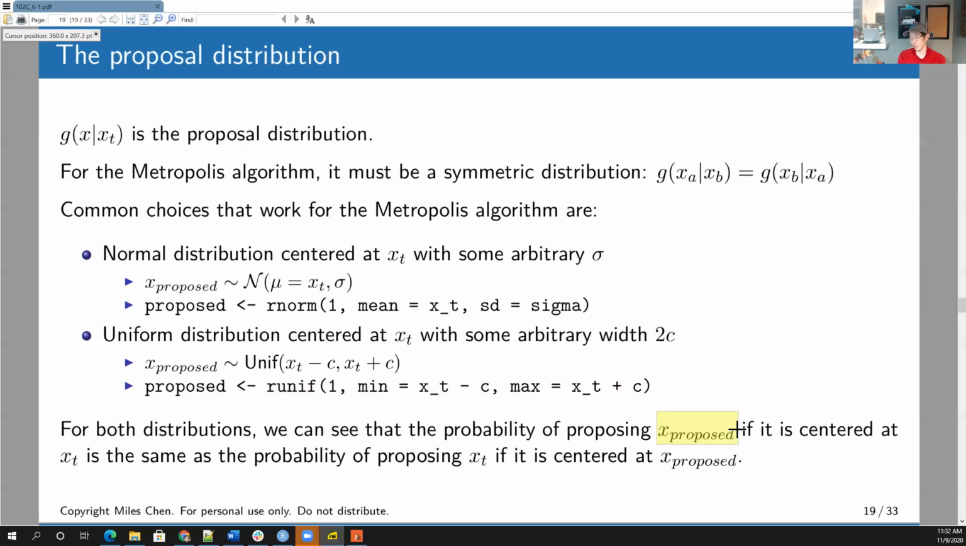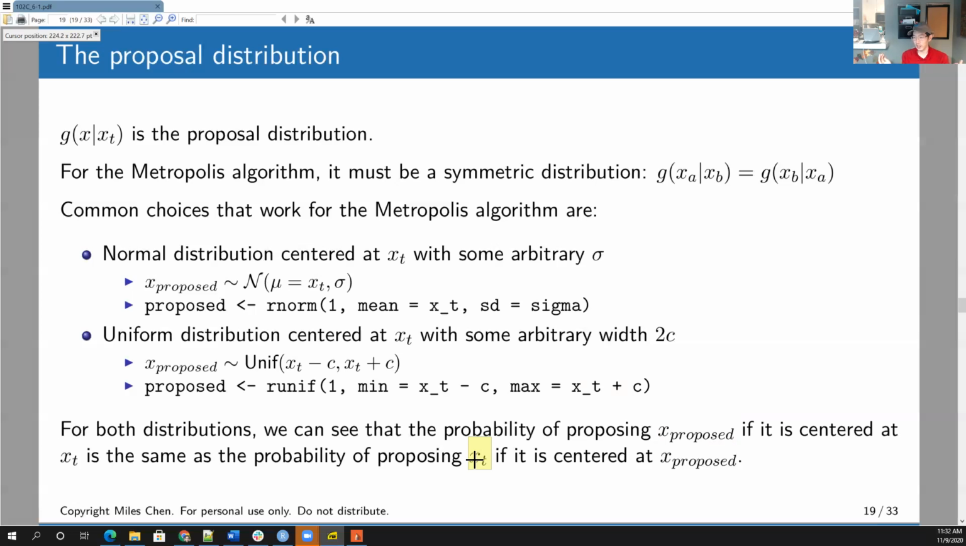If we're centered at x proposed, what's the probability of proposing xt? So with the normal distribution, if you're centered at 0, what's the probability of proposing the value 1? It's some value. And that's the same as if you are centered at 1, you have a normal distribution, what's the probability of proposing the value 0? Those two things would be equal.